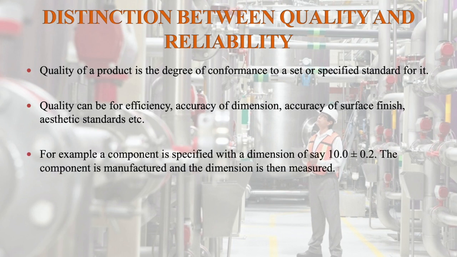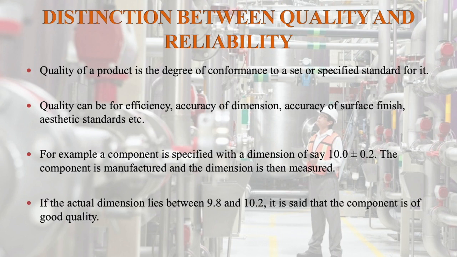For example, a component is specified with a dimension of say 10.0 plus or minus 0.2. The component is manufactured and the dimension is then measured. If the actual dimension lies between 9.8 and 10.2, it is said that the component is of good quality. So this is the quality definition.